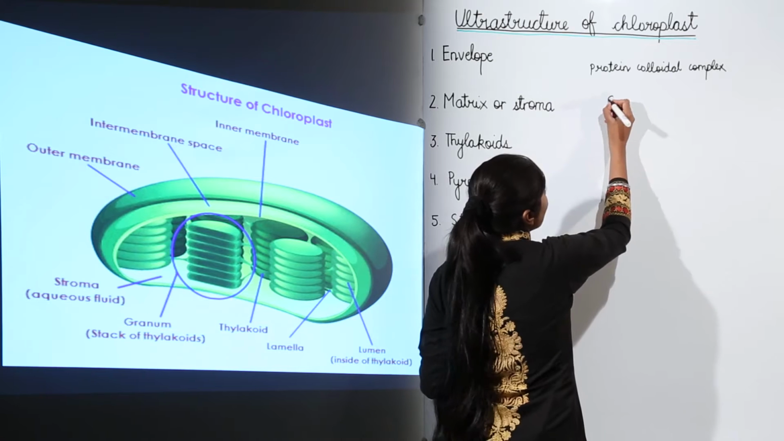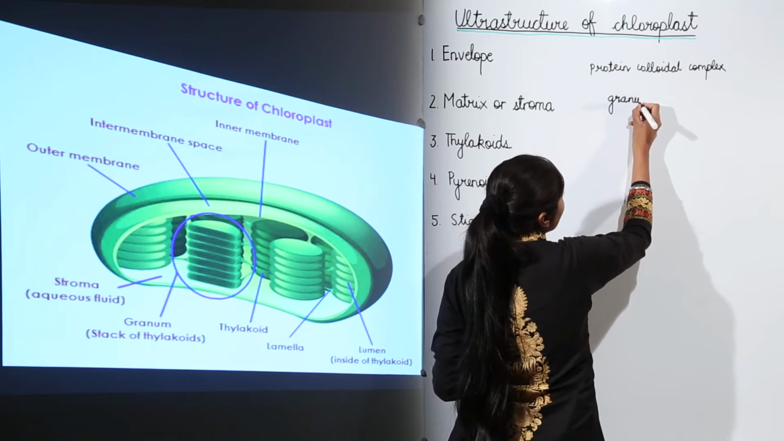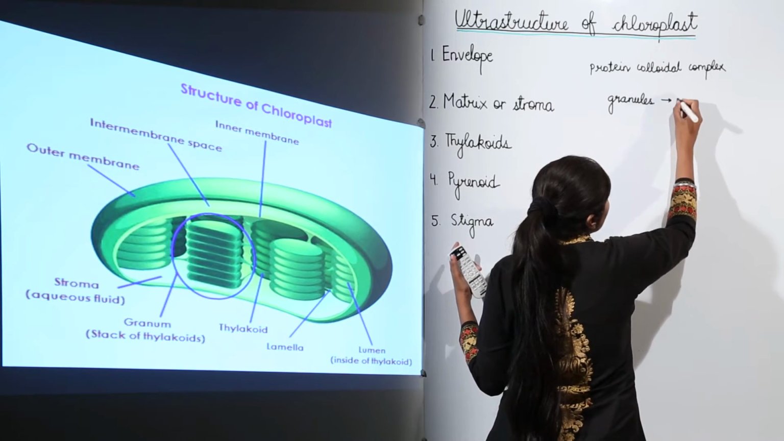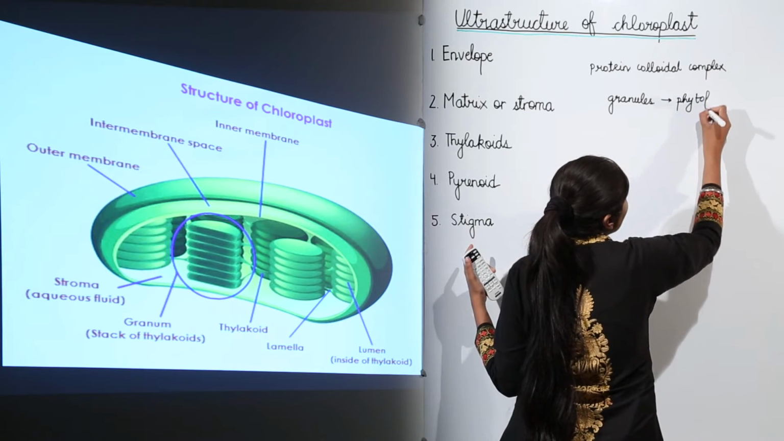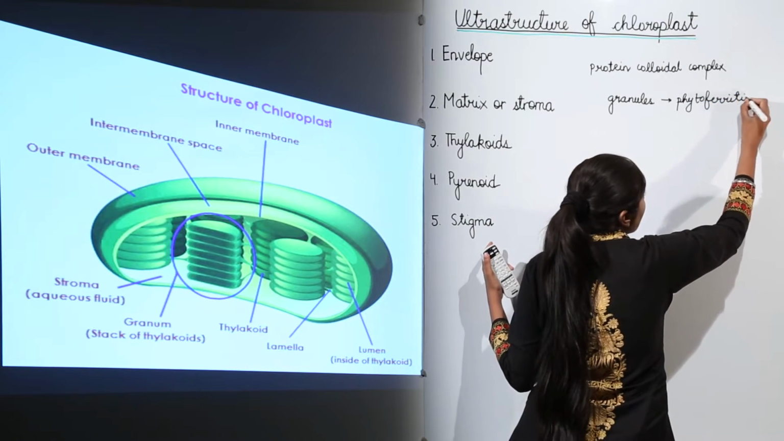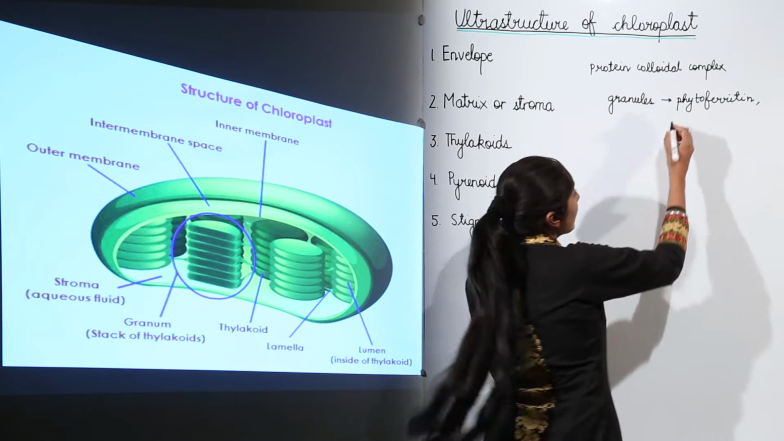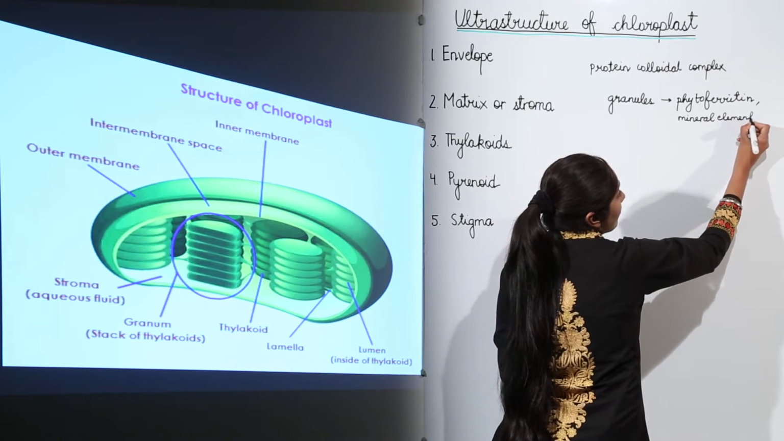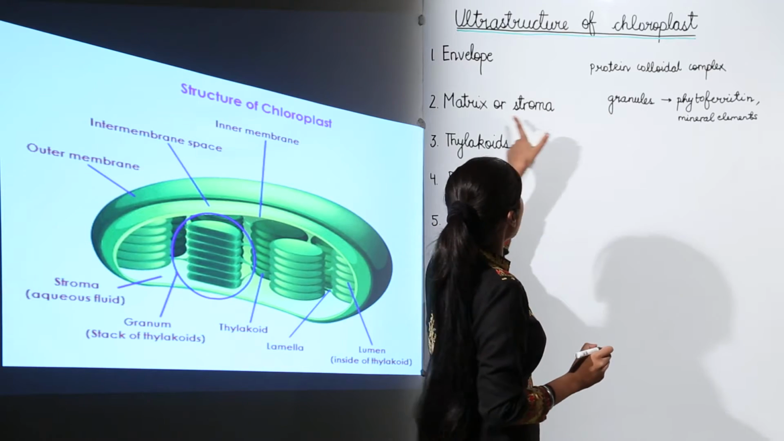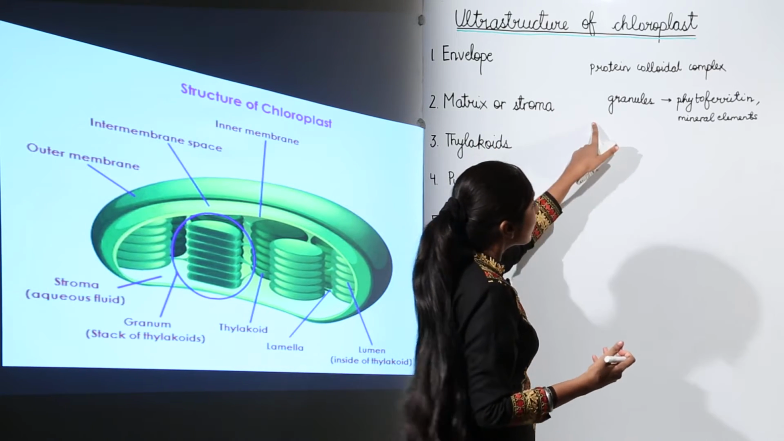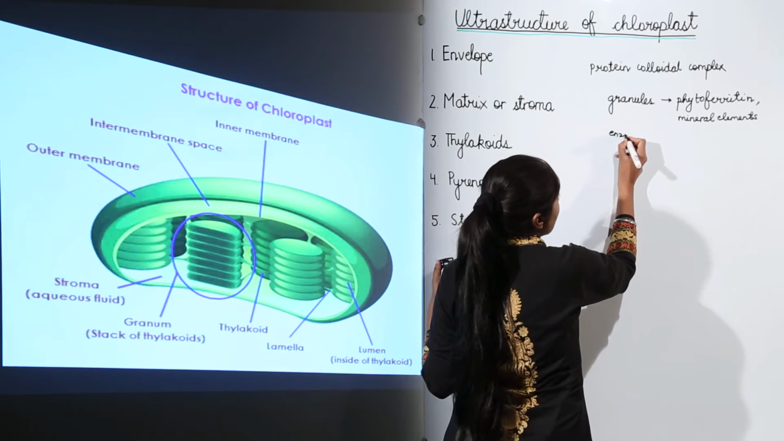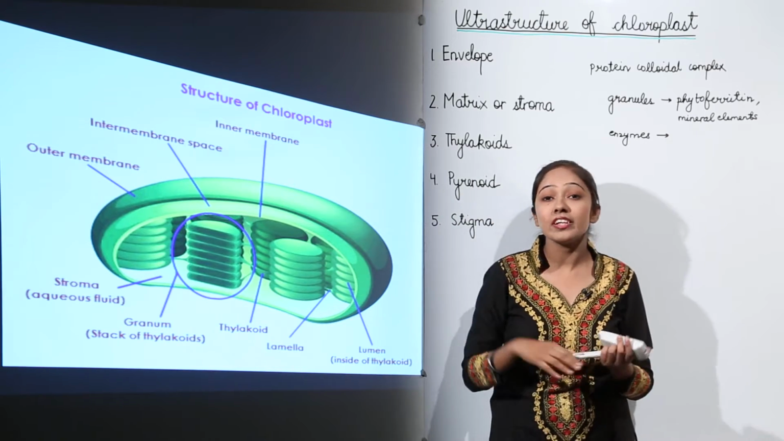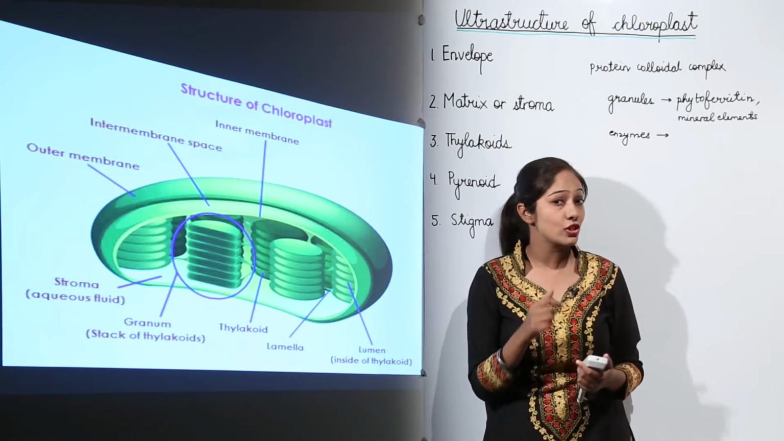It contains first of all granules, and these granules can be of phytoferritin, or they can be some other mineral elements. Next, this matrix or stroma also contains enzymes. Now these enzymes are very important for the photosynthesis reaction to occur.